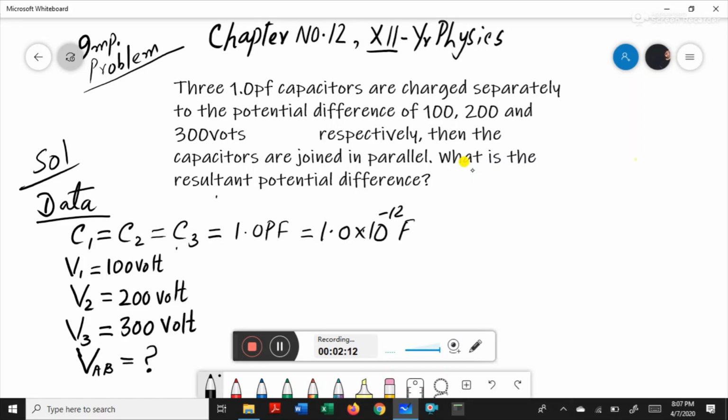Okay, sometimes we have to draw a diagram to solve the problem in a better way. For better understanding, we must draw a diagram. Unless you draw a diagram, you can't understand it. So we draw a diagram.